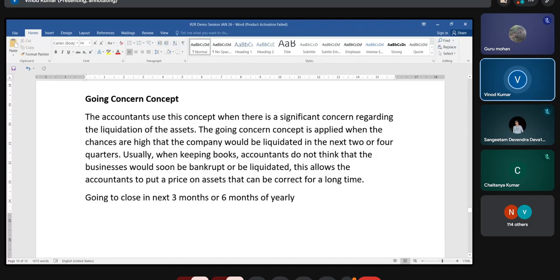So the going concern concept mainly says that the business will continue its operations for the future with no intention of liquidation or closing of the business. In simple words.